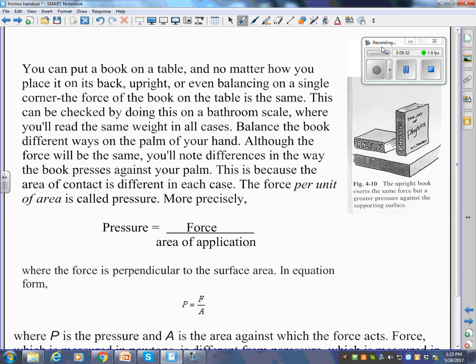You can put a book on the table, and no matter how you place it, on its back, upright, or even balancing on a single corner, the force of the book on the table is the same. In other words, if this is a 1 kilogram book, it's pretty close to 9.8 newtons. Right?